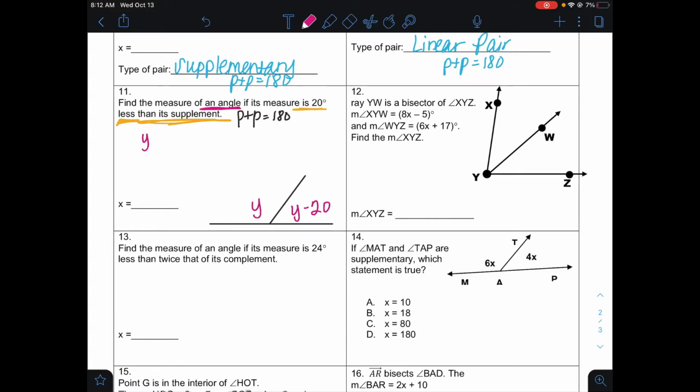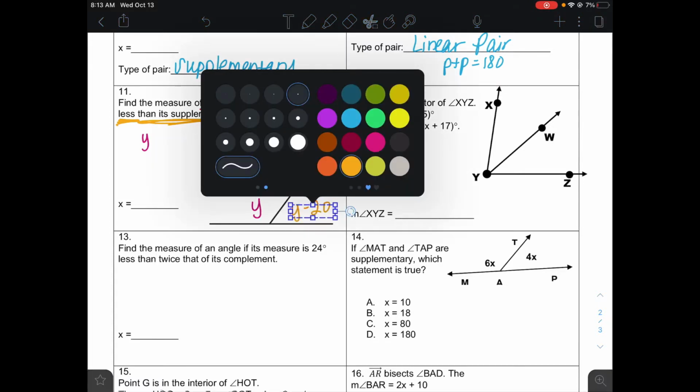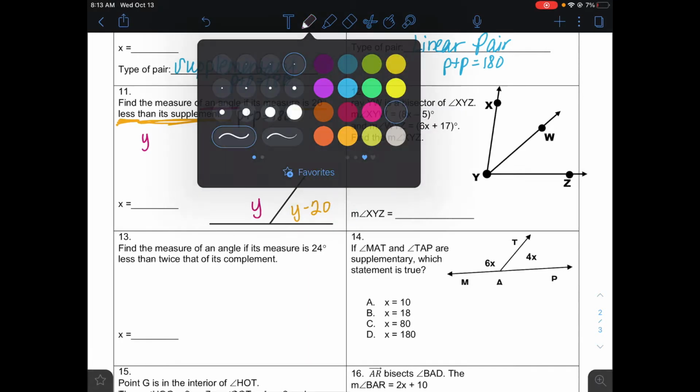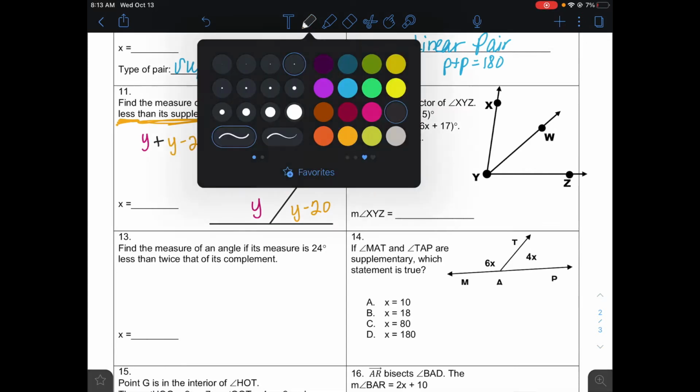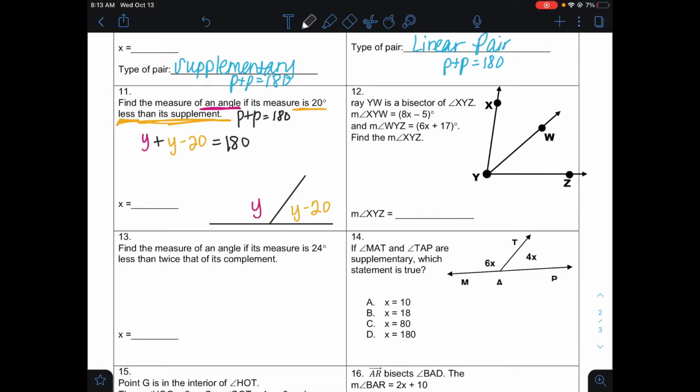So we have part, and let me use different colors, sorry. Okay, so that's going to be y plus y minus 20, and that equals 180, right? So that's one part, that's the other part. Okay, so we're going to combine like terms, so that's going to be 2y minus 20 equals 180. Add 20 to both sides, we get 2y equals 200, which means y equals 100.